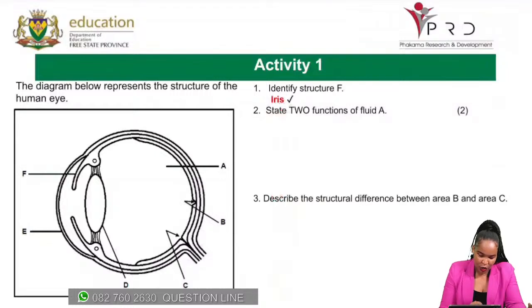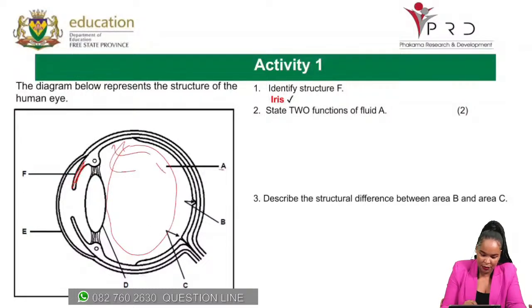Let's go check. So here is your F. So this will be your iris and representing what? That colored part of the eye. Right. Then state 2 functions of fluid A. Come, let's check where is the fluid. Now, here's the fluid. A, see? The fluid that fills all the space here. What is that fluid? It is the last fluid there at the back. It is the vitreous humor.